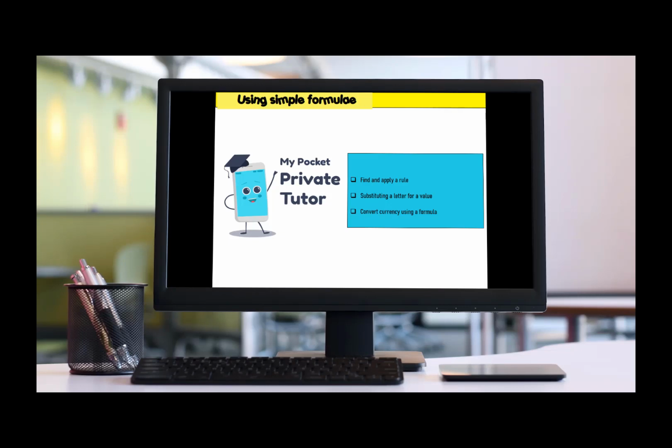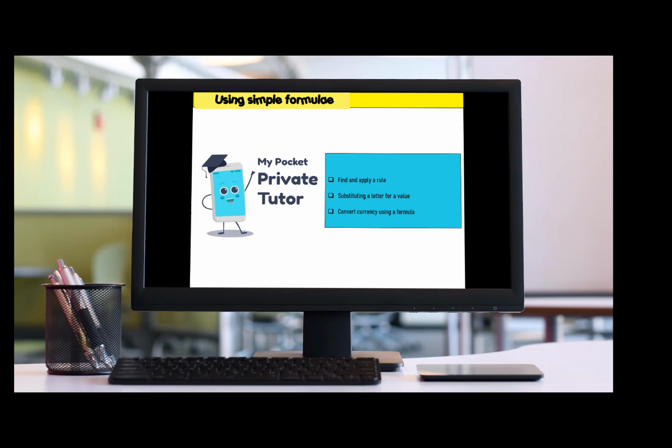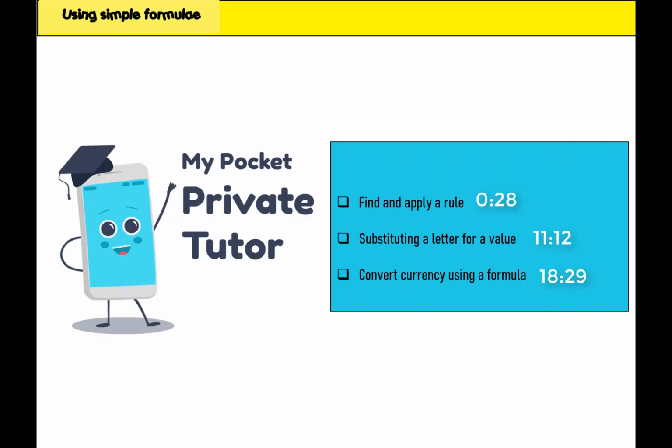In this video, we'll be learning how to use simple formulae. This video is a great way to start the algebra series. For this activity, we're going to start by finding and applying rules. We're then going to move on to substituting letters for a value. And finally, we're going to convert currency using a formula.